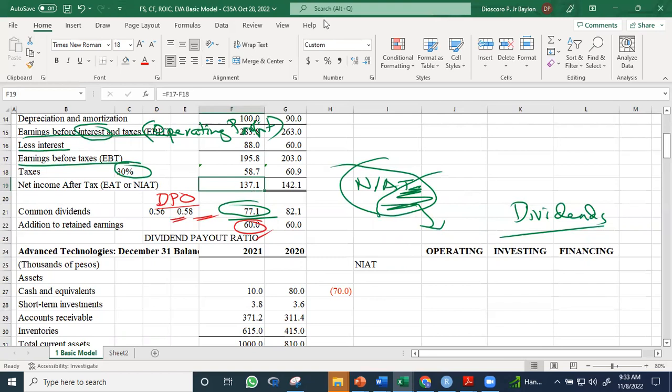Kindly chat, please. O, I, or F. O for operating, I for investing, and F for financing. Where will the net income fall under? Will it fall under operating activities, investing, or financing?